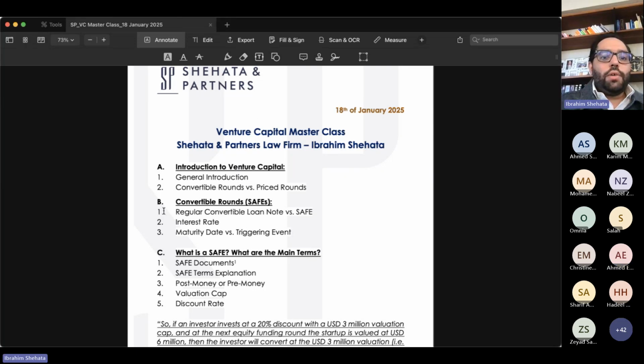Yeah, perfect. I'm in item B, convertible round safes, item B1, and I'm talking about the differences between convertible loans and safes. As I told you, 90% of the time, the safe is the version that is used. It's a format of convertible note, but has these two differences: no maturity date and no interest rate. For the interest rate, there is no substitution, just no interest rate. For the maturity date, it's switched to what we call a triggering event. So when will this safe convert?